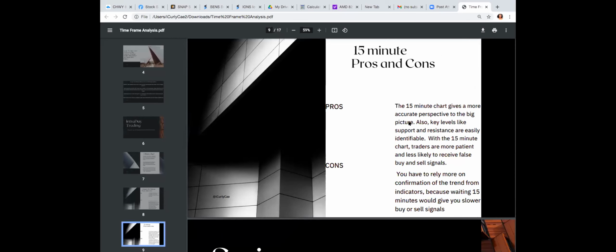So the 15-minute pros and cons. The pros is that the 15-minute chart gives you a more accurate perspective to the big picture. Also, key levels like support and resistance are easily identifiable on the 15-minute chart. With the 15-minute chart, traders are more patient and less likely to receive false buy and sell signals. Now, a con would be you have to rely more on confirmation of the trend from indicators because waiting 15 minutes would give you slower buy and sell signals.